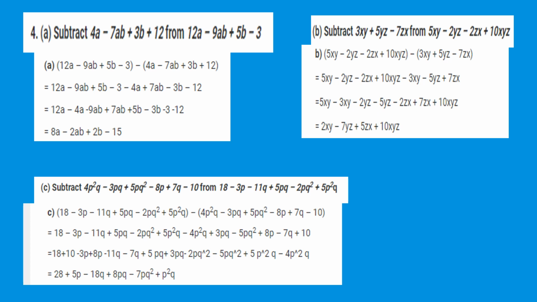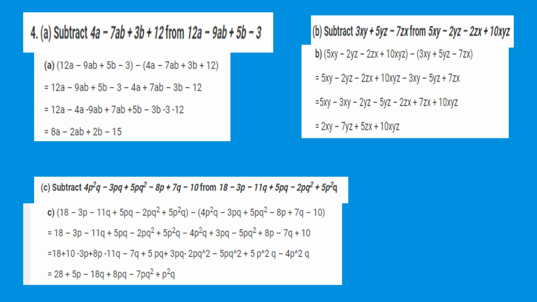You have to subtract now, so plus and minus become minus 4a, minus and minus become plus 7ab, plus and minus become minus 3b, plus and minus become minus 12. Now bring the like terms together. 12a minus 4a minus 9ab plus 7ab plus 5b minus 3b minus 3 plus 12. So now 12 take away 4 becomes 8a. Variable should be written only once in addition and subtraction. Don't go to write a squared or a to the power of 3 and all.